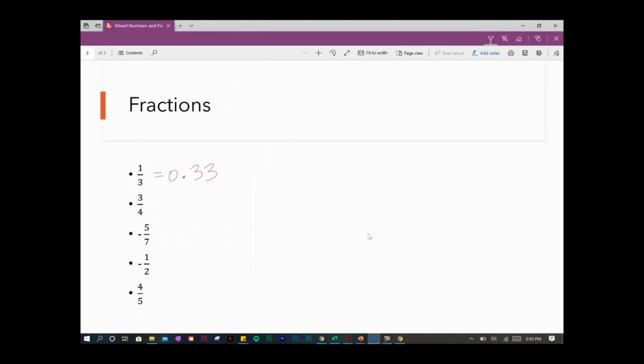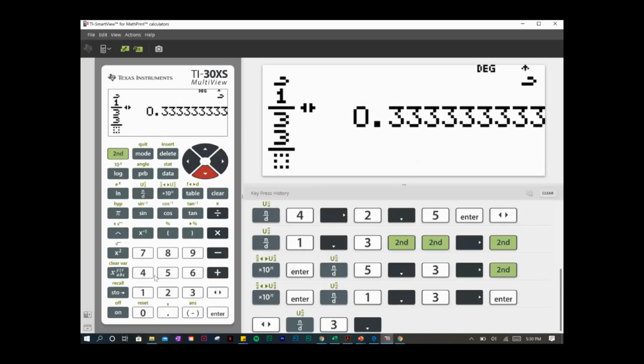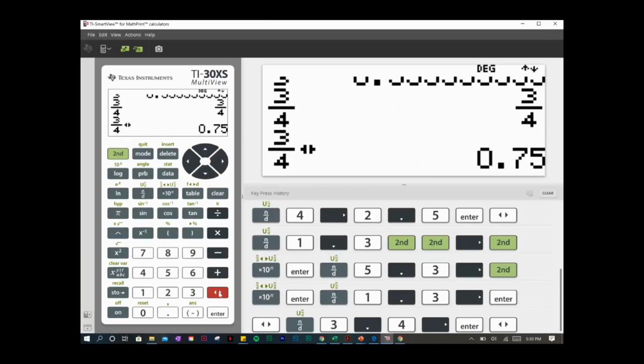All right, 3/4. Now another way by looking at your fraction to tell if it will go to a mixed number is it will go to a mixed number if your numerator is greater than your denominator. Otherwise, if your numerator is not greater than your denominator, then it's not going to go to a mixed number. So 3/4 is not going to go to a mixed number, so we can use the fraction button there, 3, down arrow 4, and hit enter, and then toggle to get 0.75.